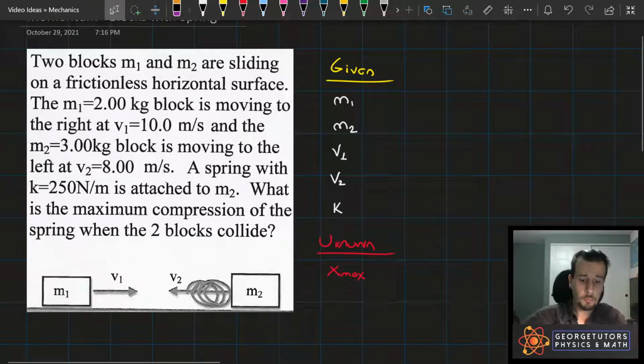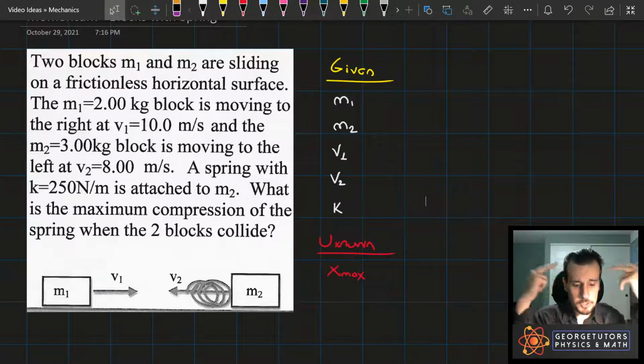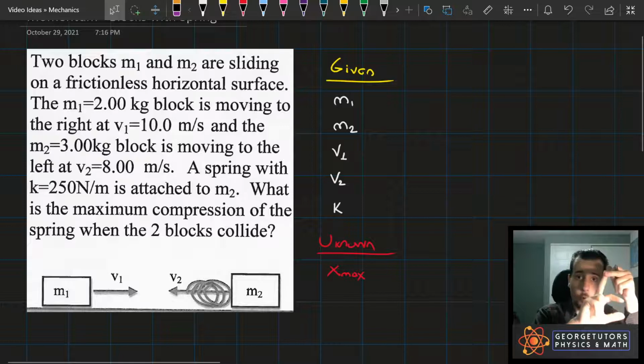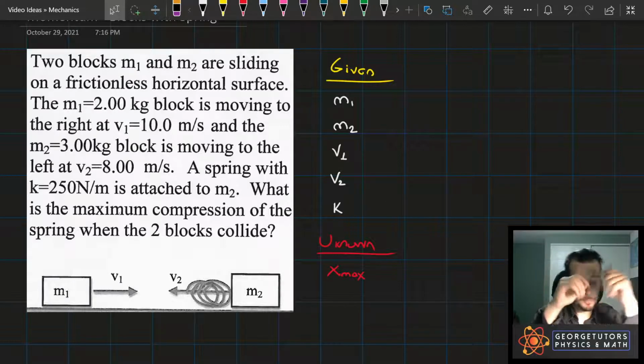To begin, as with any problem, we're trying to see what topic we are in. What topic are we working in right now? So we're looking for trigger words. And in the description, we might see the word collide. That should be a trigger word for conservation of either momentum or angular momentum.